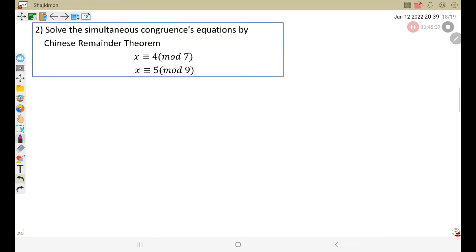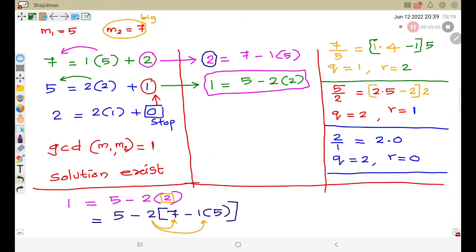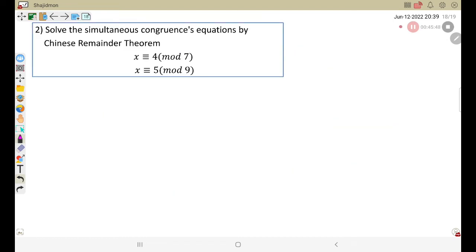One more question we will do. Solve the simultaneous congruence equation by Chinese remainder theorem. This is question number 3. Okay, so here we are starting. What are the A numbers here? A1 number 4, A2 number 5, M1 number 7, M2 number 9. Correct? So first we are going to find the GCD of these two numbers, M1 and M2.